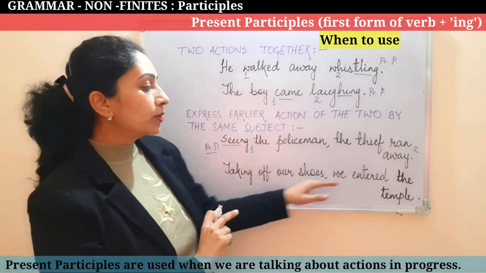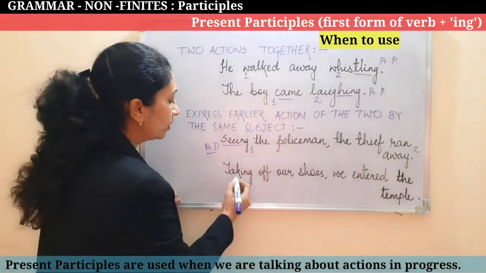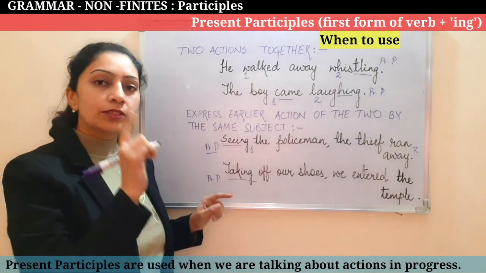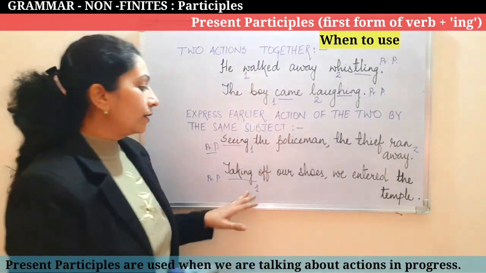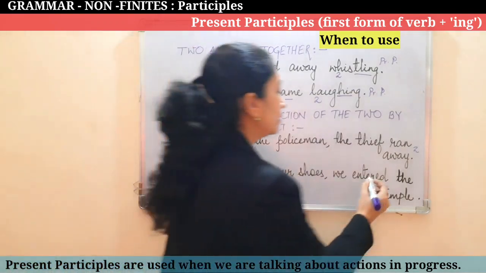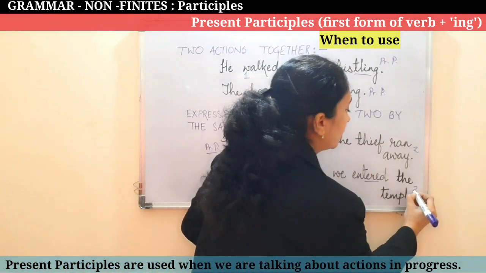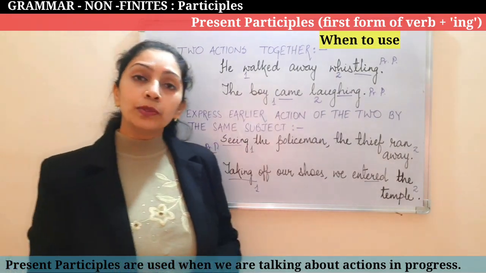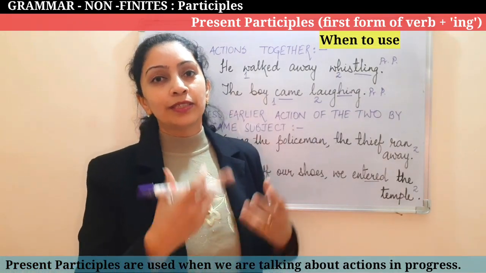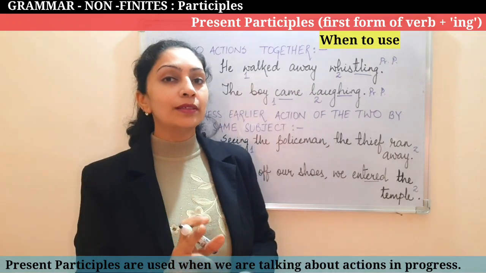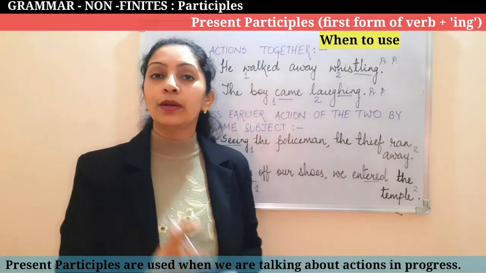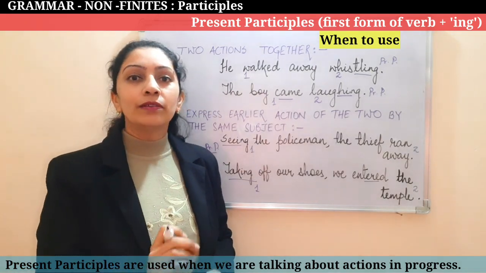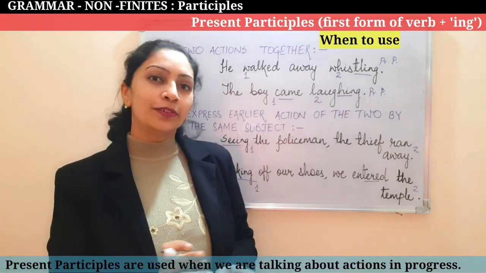Now let's look at the second one. Taking off our shoes, we entered the temple. So taking off here is again a present participle, which is the first action. And what is the second action here? Entered the temple. So this one is the second action. So in this way, we can use present participle to denote the actions. But remember that present participle will always tell you about the actions which happen continuously or which are in progress at the time of speaking.